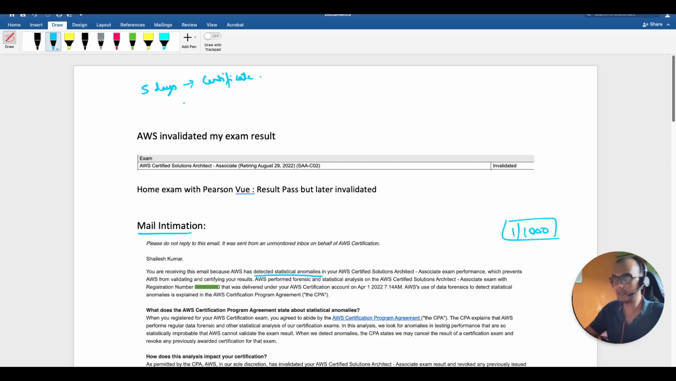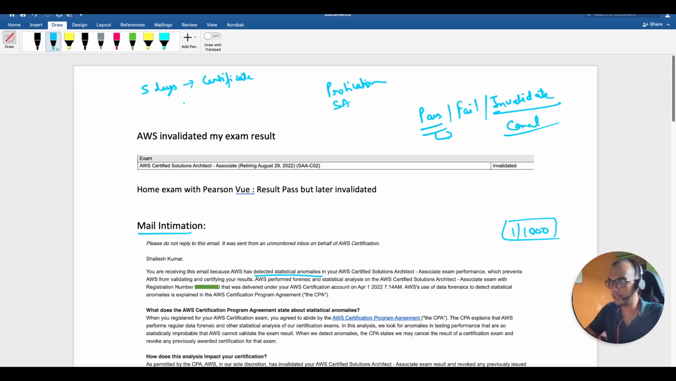So there are three results: either you pass, or you fail, or they invalidate your result. Generally they invalidate after you pass your exam and if they find anything suspicious about it. They invalidate your result, and if you have taken any previous certification, they cancel that also. So let's say you have passed your practitioner, and after that you are taking the solution architect, and if they find something fishy over here, they are going to cancel the other one also.